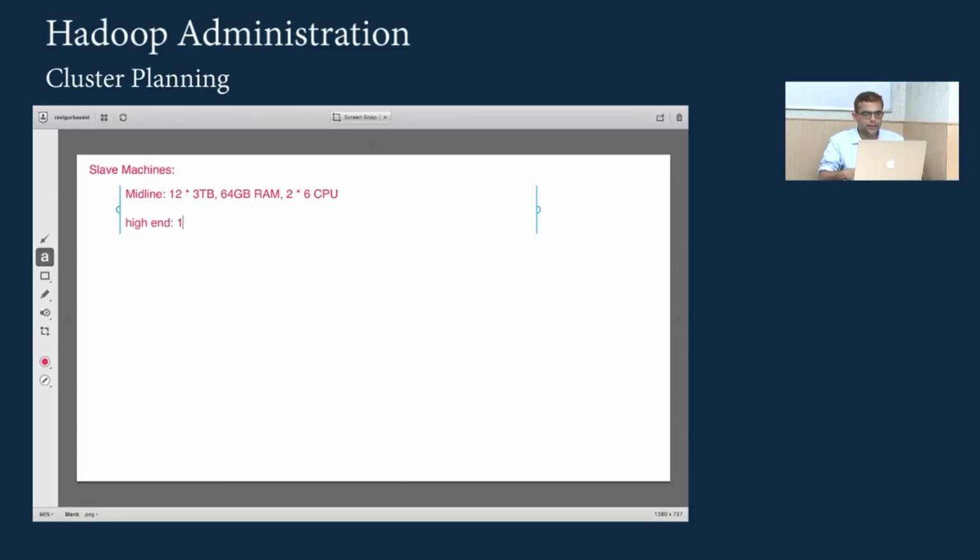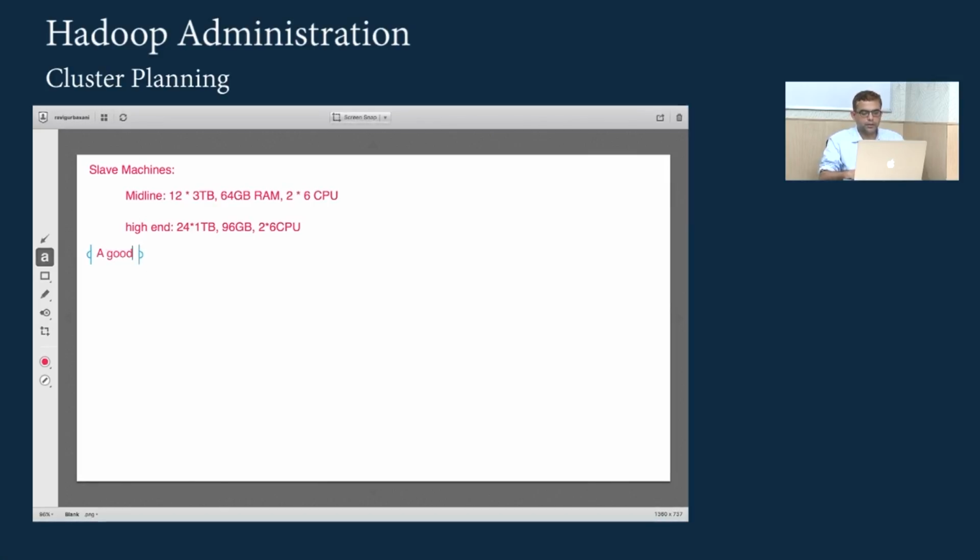If you go for high end, you typically have 24 into 1 terabyte, 96 GB of RAM and 2 into 6 CPU. This is what you will have on the machine. There are a couple of things you should take care of.